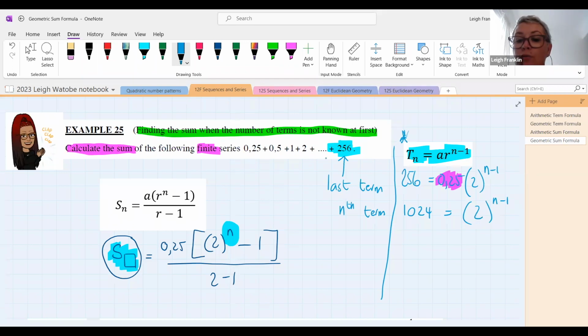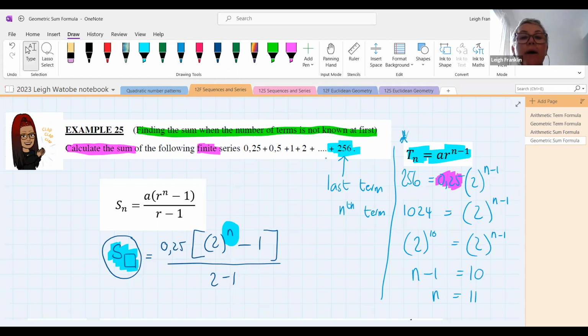I have to write 1024 with base 2. So I can use the factorizing button on my calculator, and it tells me that 1024 is 2 to the power of 10. Now that I have made my bases the same, base 2 for both of them, I can work with my exponents. And that means that n is going to be equal to 11. Somebody did put that in the chat. Yes, good. Yes, 2 to the power of 10. Yes, n is equal to 11.